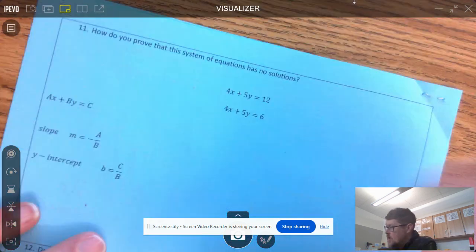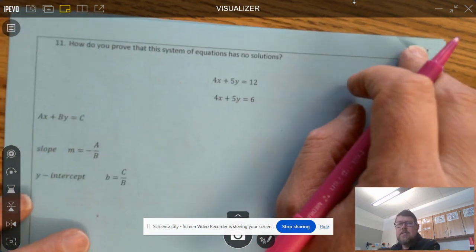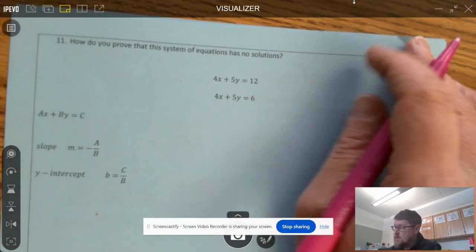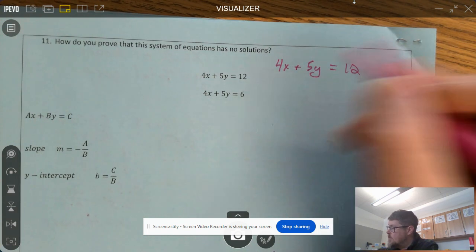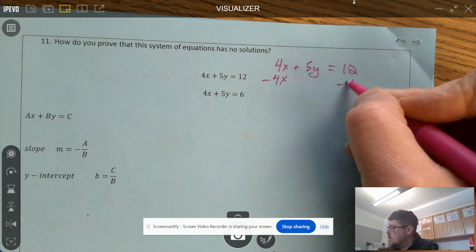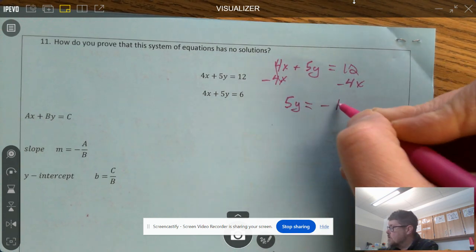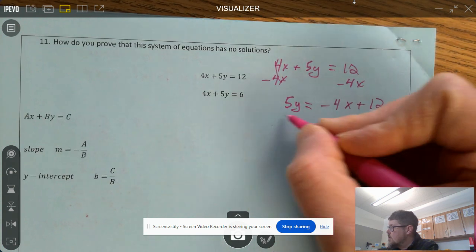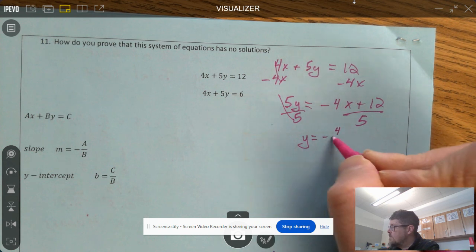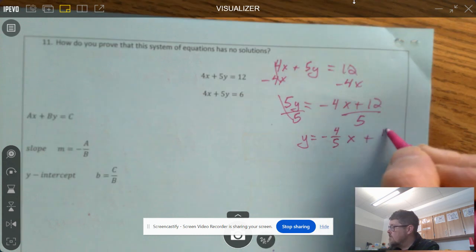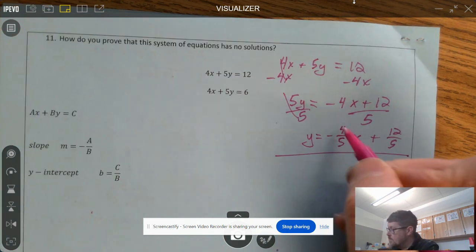Okay. Number 11, how do you prove that this has no solutions? Again, no solutions is same slope but different y-intercepts, right? So 2 ways of going about this. I'm going to take that 4x to the other side. I'm just going to basically convert this standard form equation into slope-intercept. I divide by 5 on both sides, and I end up with y equals negative 4/5 x plus 12/5. Okay, so that's one, right? I've got my slope of negative 4/5.